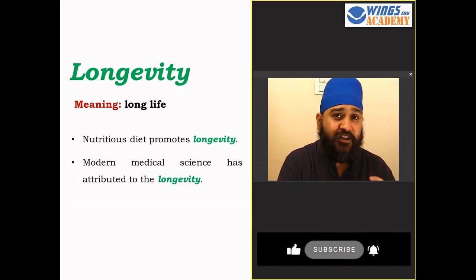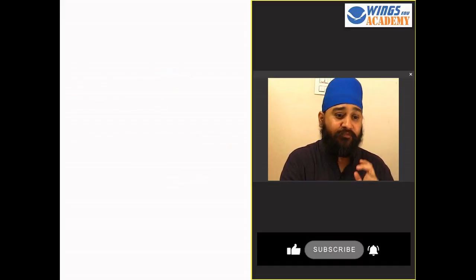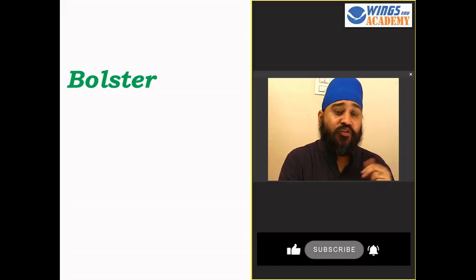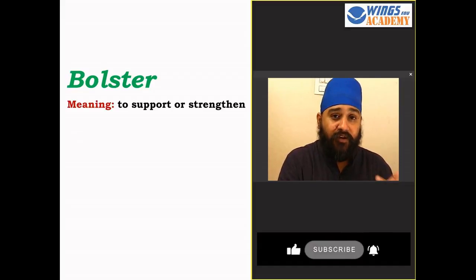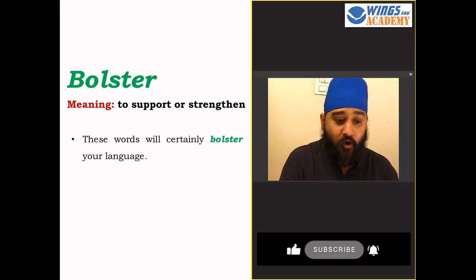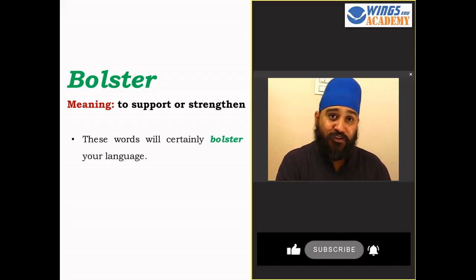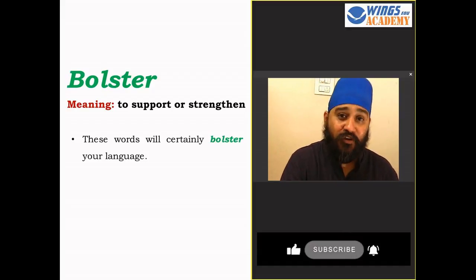So longevity is long life. Bolster means to support, to strengthen. So good vocabulary bolsters an essay. Or I would say these words will certainly bolster your language.